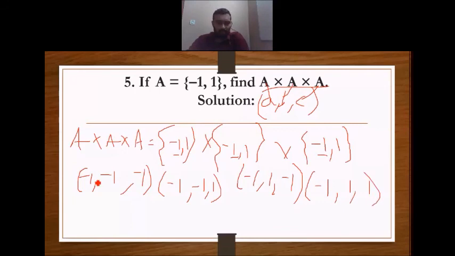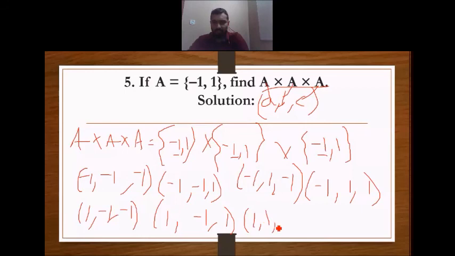Next, taking the first element from the first set as 1: (1, -1, -1), then (1, -1, 1), then (1, 1, -1), then (1, 1, 1). So these are all the elements possible. This is A cross A cross A. You can write it sequentially, taking the first element from the first set, the second from the second set, and the third from the third set. This is one way to remember.